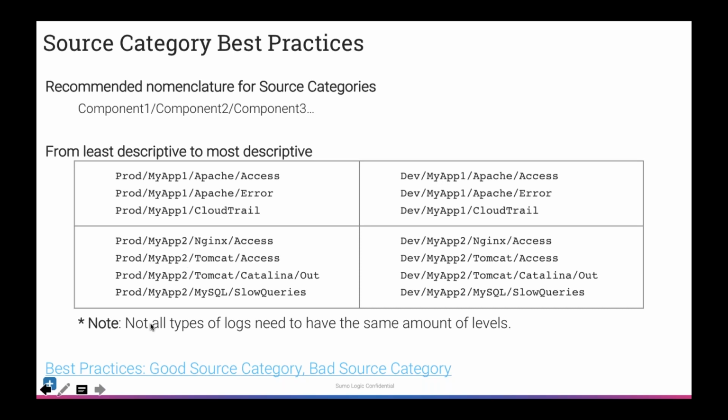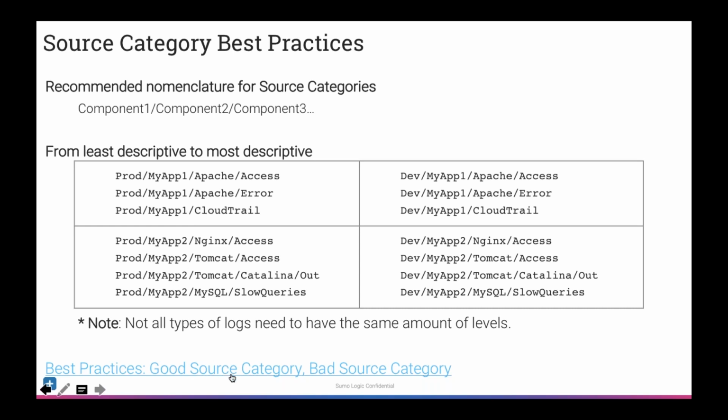One thing to note is that not all source categories need to have the same amount of levels. For example, this one here, which is pretty long, but I just added it for kicks as an example, has 5 levels versus this one here that only has 3 levels as well. So it doesn't have to be the same number of levels.